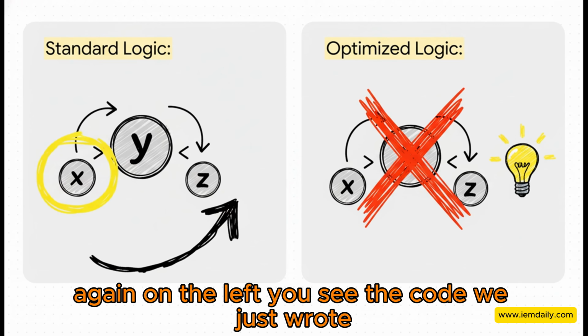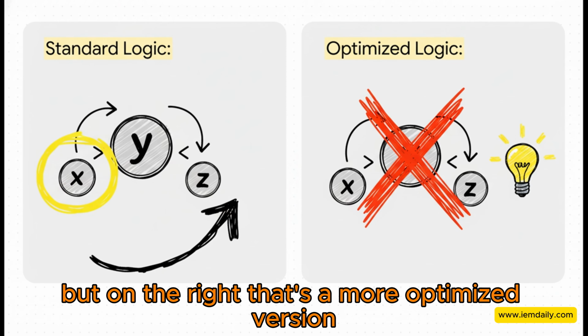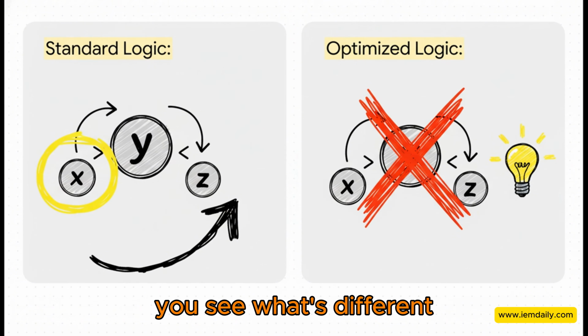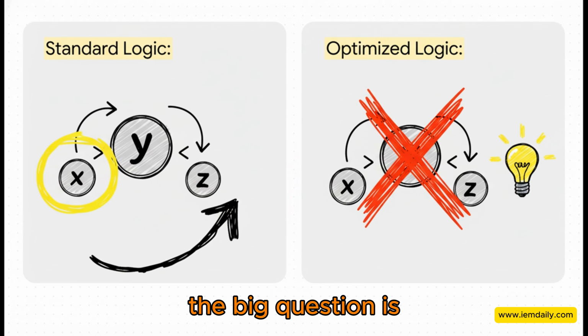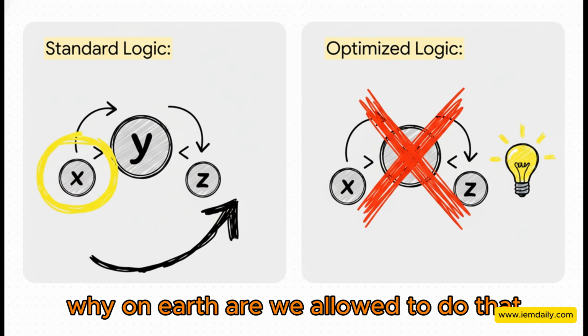So have a look at our second condition again. On the left, you see the code we just wrote. But on the right, that's a more optimized version. You see what's different? We totally got rid of the y greater than x check. The big question is, why on earth are we allowed to do that?